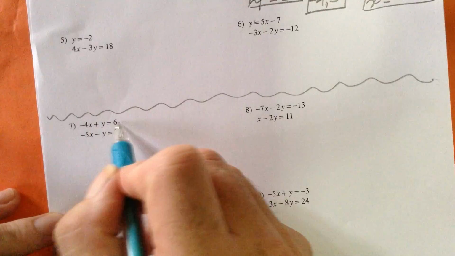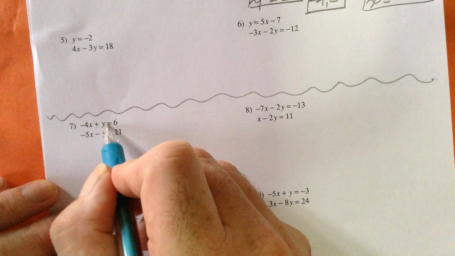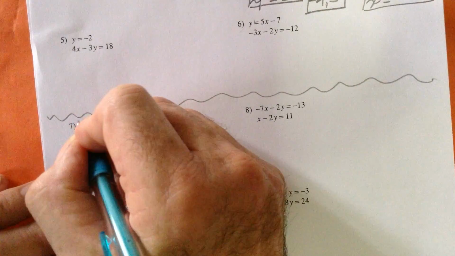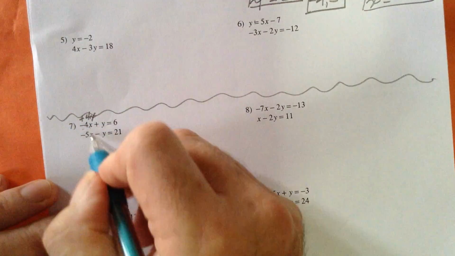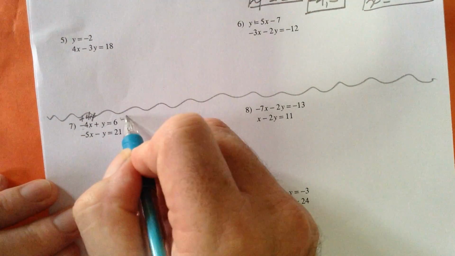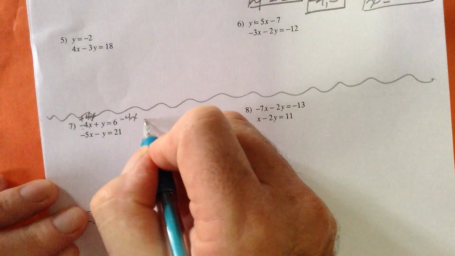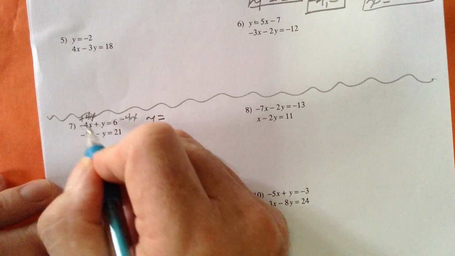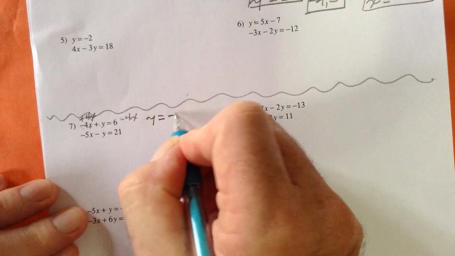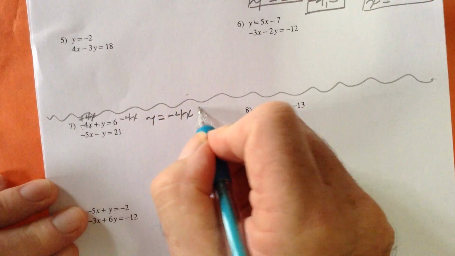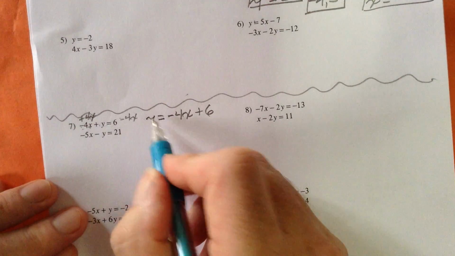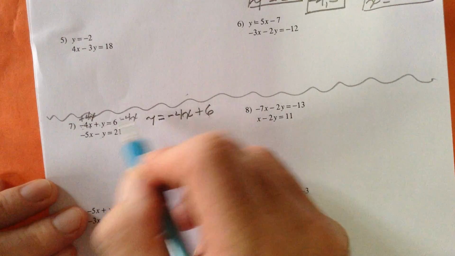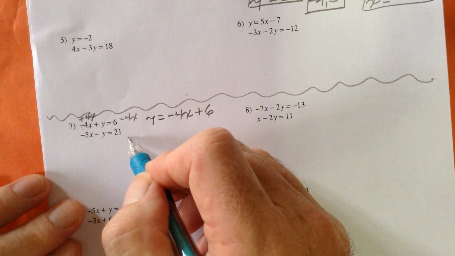Because I could choose to do this one, isolate the y. I want to get the 4 over to this side, so the opposite of negative 4x is a positive 4x. Okay, so if I do that, I got to do a negative 4x on this side too. So therefore, this will become y equals, because negative 4x plus 4x, that's 0, goes away. And this will be negative 4x plus 6. So now I got y equals this here. Or I could do it to this one. But either one that you do, you're going to end up with the same answer.